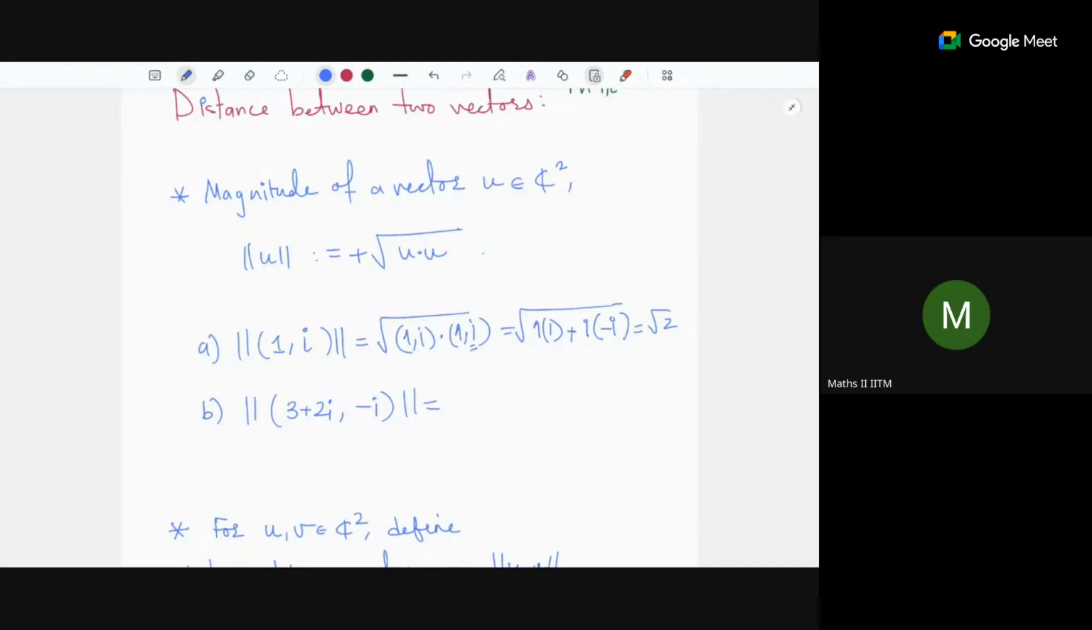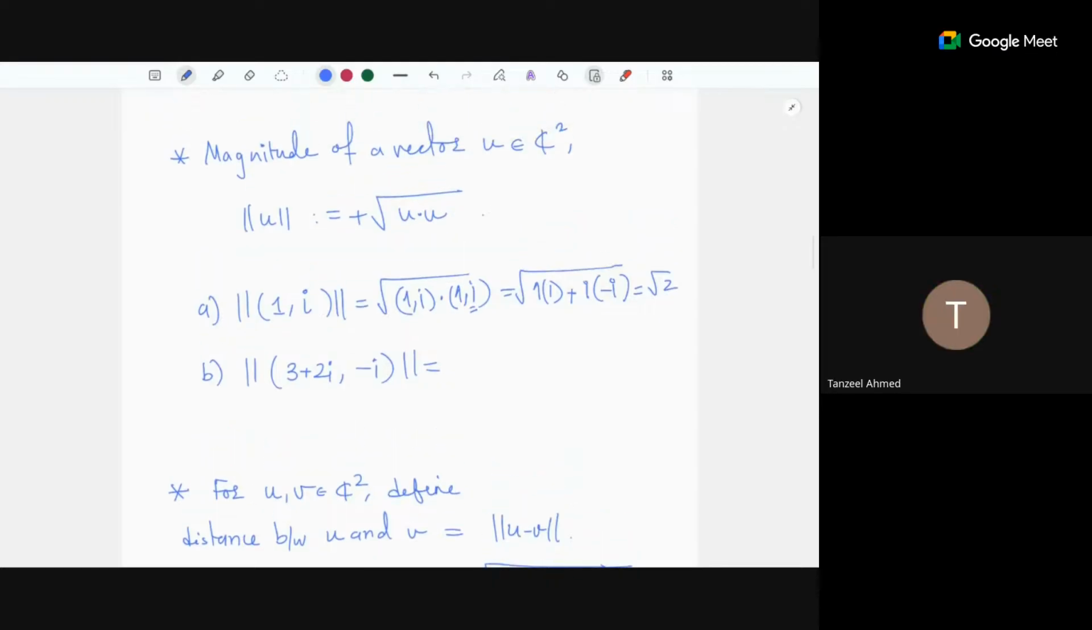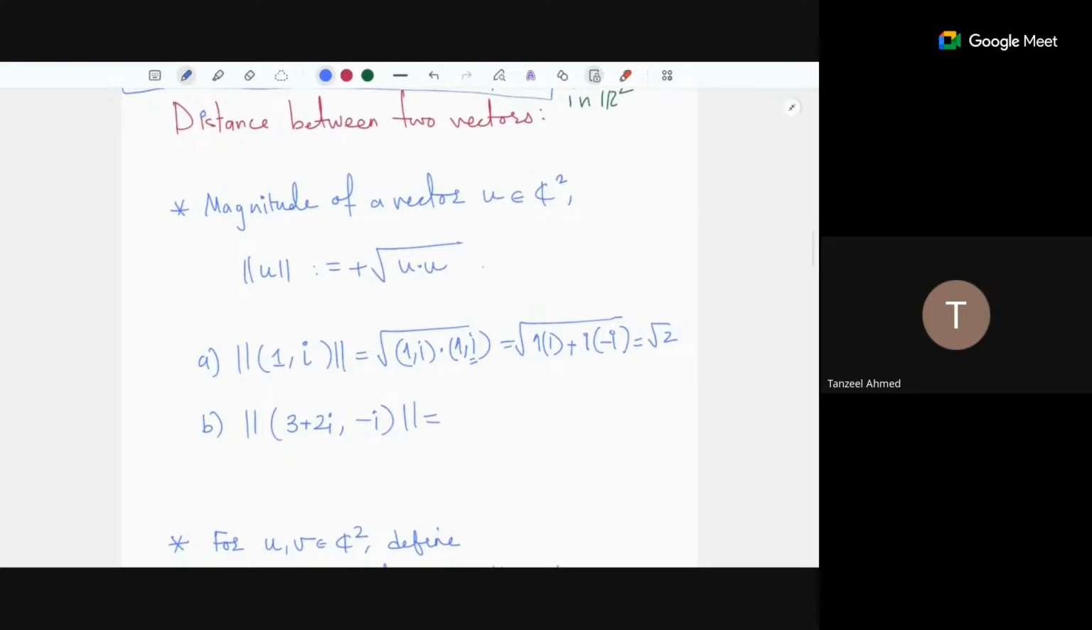Only 0 comma 0 has magnitude 0. No other vector has magnitude 0. And this is clearly working because of your positive definiteness property. Otherwise, it won't work at all. By the definition, we have defined complex inner product in such a way that it will always make sense.